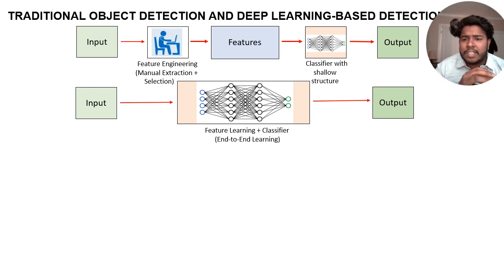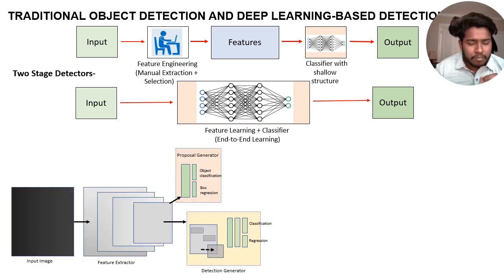After that, we need to understand the deep learning detection method. In the deep learning detection method, as you know, there is an input, there is a black box, that is our neural network. Basically the neural network does the feature engineering plus classifying of the object, and then we can get an output. As you know, deep learning based detection methods have two parts: one is two-stage detectors and one is one-stage detectors.